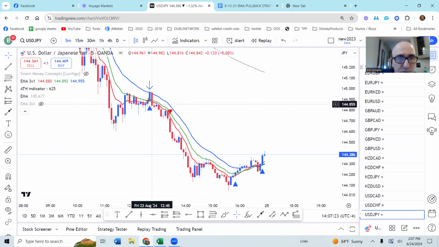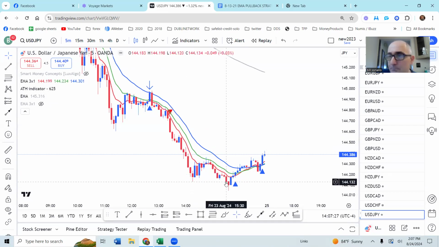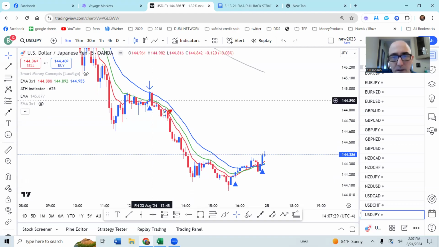Okay, so we're in the trade here. Our stop loss would be up here. And of course, you could see we get a big move down here. Lots of profit on this trade that we could have gotten.